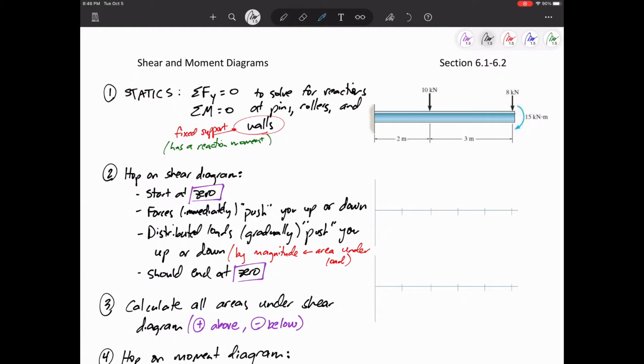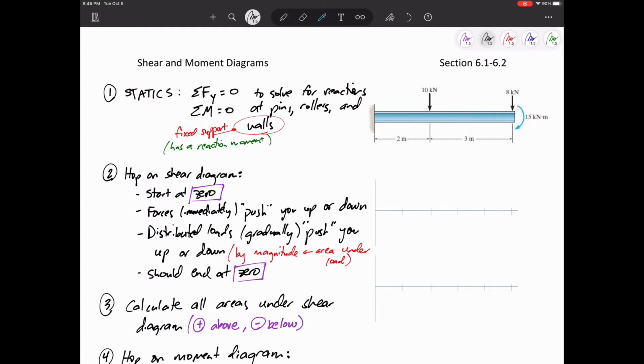One thing I will say is that my students sometimes would forget that a wall is a fixed support. At a wall, you've got a force in the Y, and you've got a moment. Don't forget about that moment at the wall. So you've got to do the statics, then the shear diagram. I think about it like hopping on the shear diagram and getting pushed up and down immediately, or up and down gradually, ending up at 0 so that you can hop off.